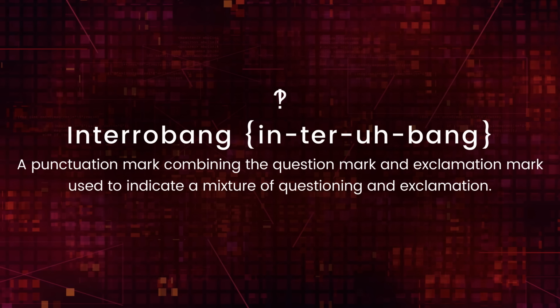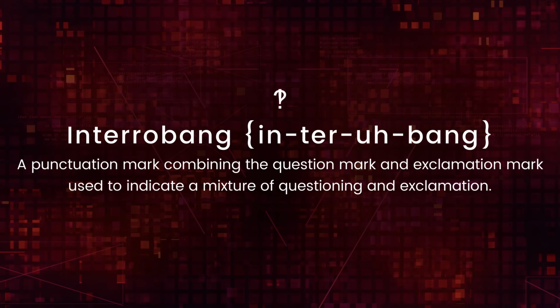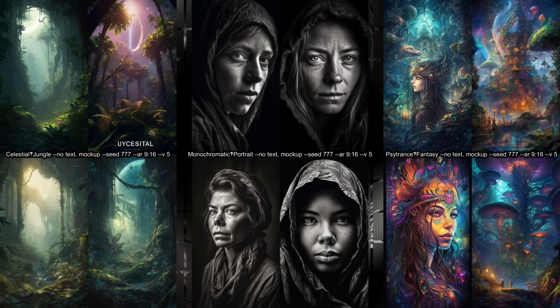Interrobang. A punctuation mark combining the question mark and exclamation mark used to indicate a mixture of questioning and exclamation. With one exception in the jungle, all of the images seem to look very nice with this symbol. I especially like lower right psytrance fantasy image with the cool mushroom forest.